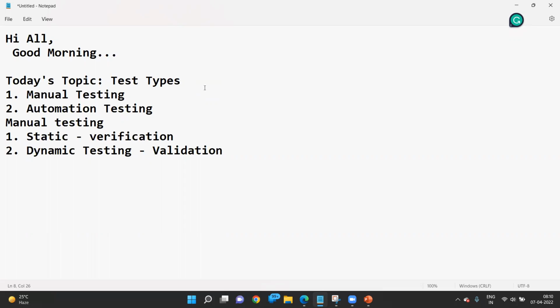So I will ask one interview question here. Is static testing applicable for all the phases of SDLC, the software development lifecycle, or not? Yes, it is applicable. Correct. What about dynamic testing? Is it applicable to all the phases of SDLC? No, it happens after the development stage. Correct. So how many phases are there under SDLC?